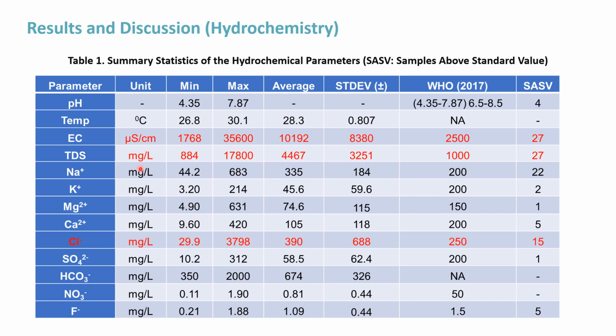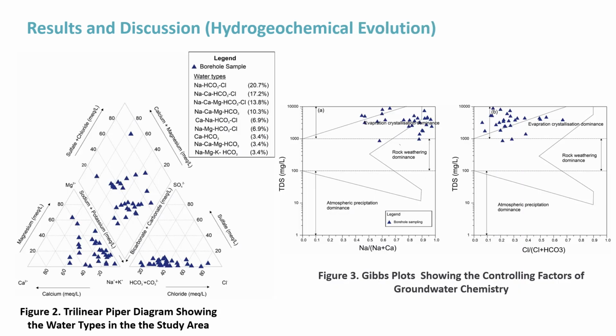In terms of the results, the hydrochemical data suggests that proxies that are used in determining salinization in water, for example, electrical conductivity, total dissolved solids, and chloride, their concentrations are extremely high when compared with their guideline values provided by the World Health Organization. For example, TDS values range from 884 to 17,800 milligram per liter, which suggests that there is some form of salinization in the water.